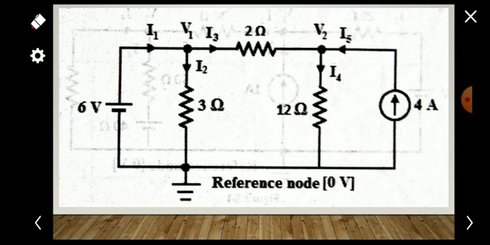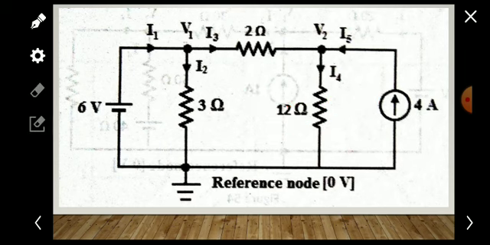Here the 6 volt is applied directly across this 3 ohm resistor. No resistor element is in between the 6 volt and V1. So V1 is equal to 6 volt.